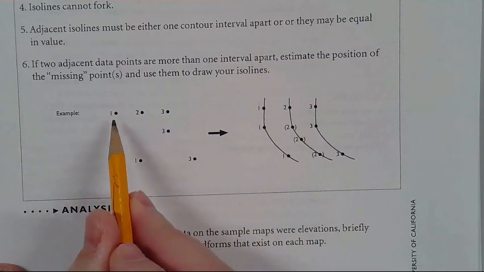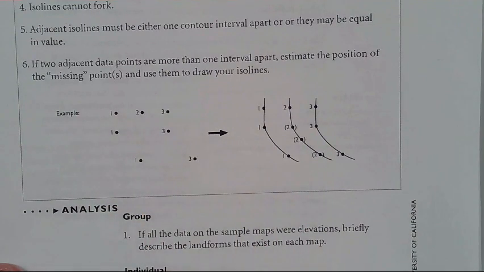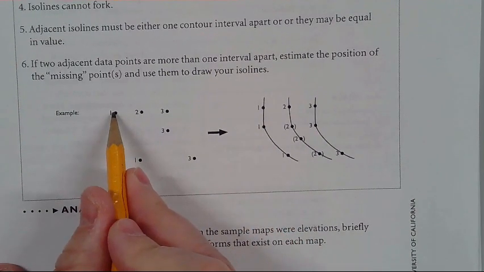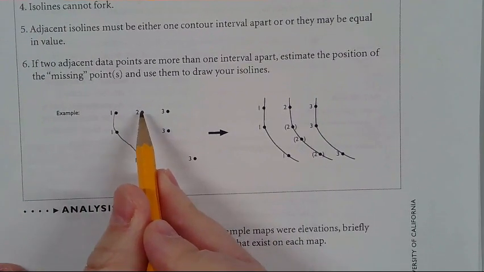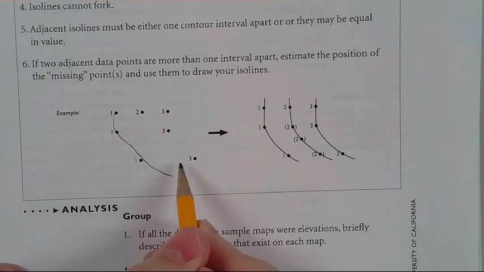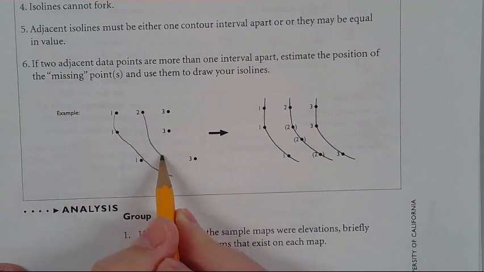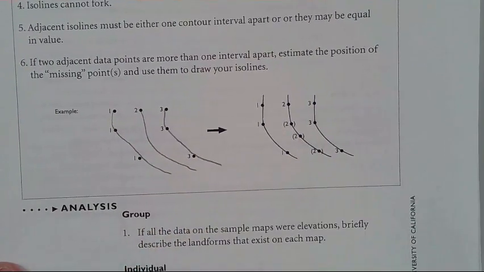So here's an example. We have just simple numbers 1, 2, and 3. In this you would connect the ones, just like connect the dots. You would then assume the 2 is going to fit between the 1 and the 3, right? So you're going to draw a line where it fits between, and then the 3. So that would represent the example.